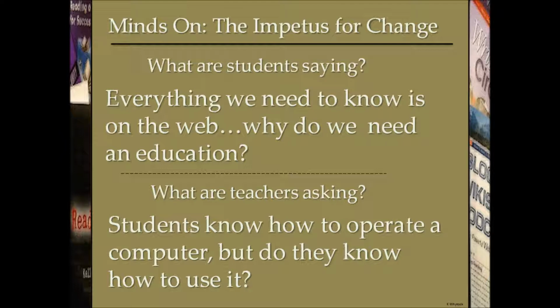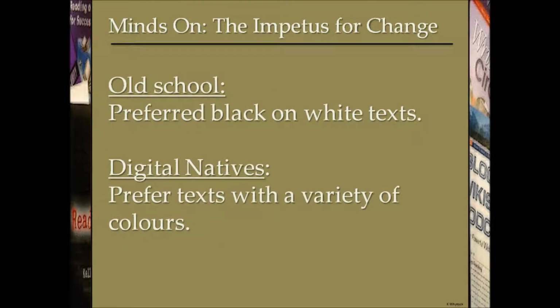The teachers are asking, students know how to operate a computer, but do they know how to use it, right? When they Google something and get all those pages of results, do they know how to sift through it and sort it and find the best material? Do they know how to ask the correct questions? So this kind of sets up a generational thing of old school and digital natives.